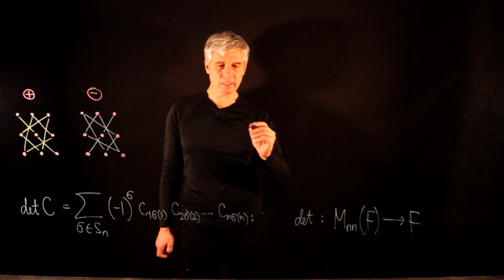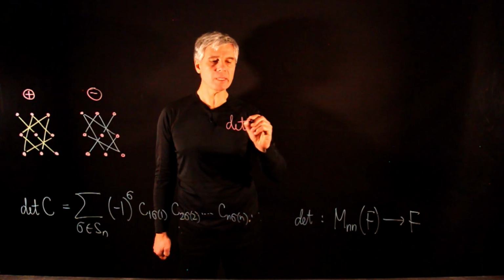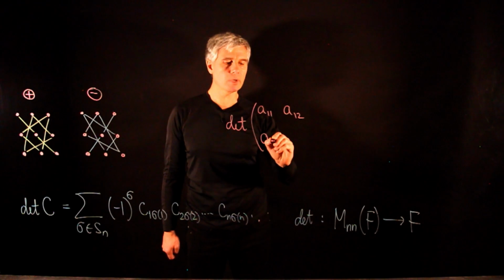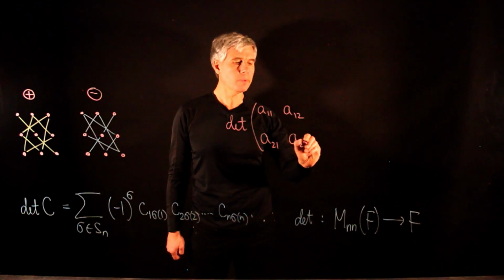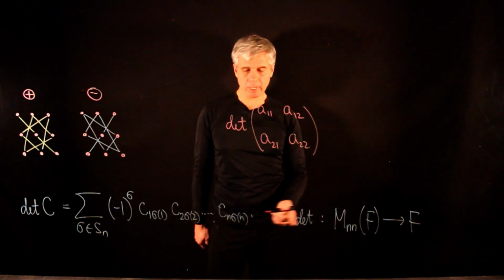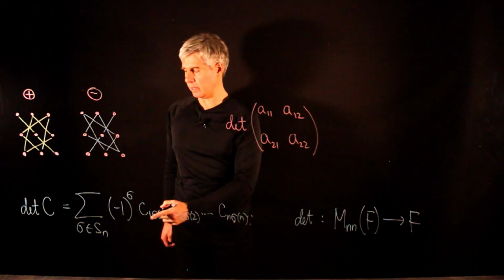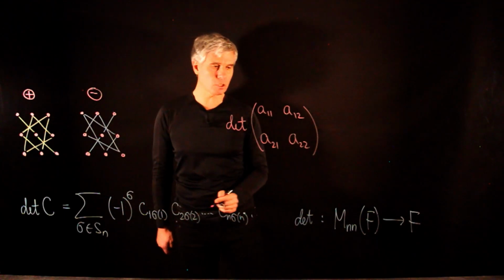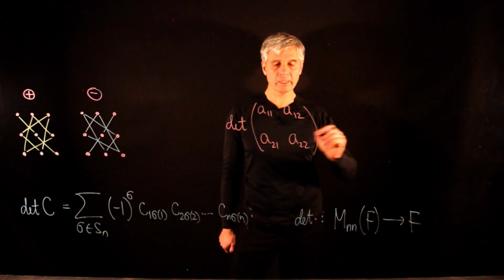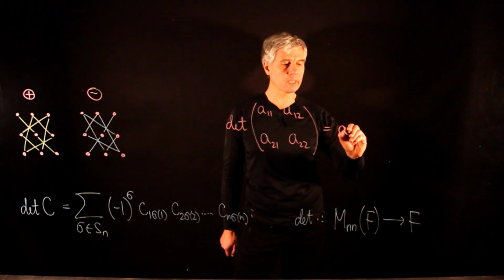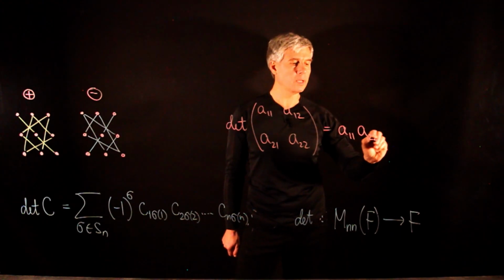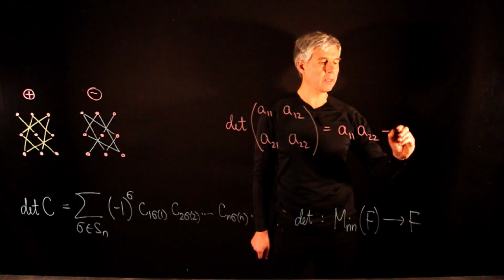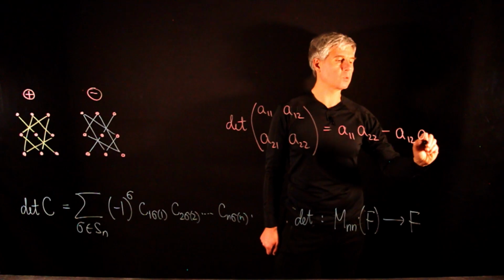For 2 by 2 matrices, this formula becomes really simple. If we have a 2 by 2 matrix of this form, then there are only two permutations in S2, identity and a transposition which is odd. And so what we get is, for identity, the product A11 times A22. And for the odd transposition, we get a negative sign times A12 times A21.